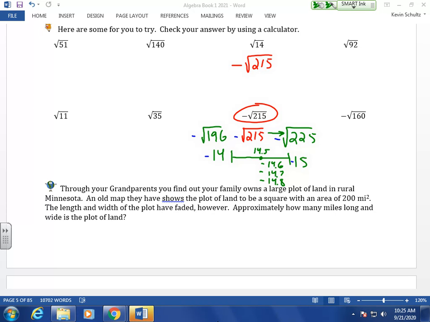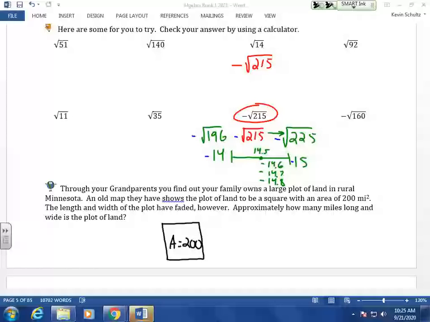So you're looking at this old map. You got a square plot of land here. The area of the square is 200 square miles. I'm looking for the length and the width. And the fact that it's a square is helpful here. Okay? And that's all I'm going to say about that. We'll talk about it tomorrow.